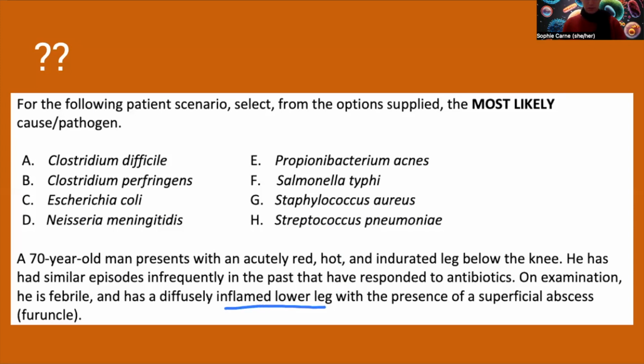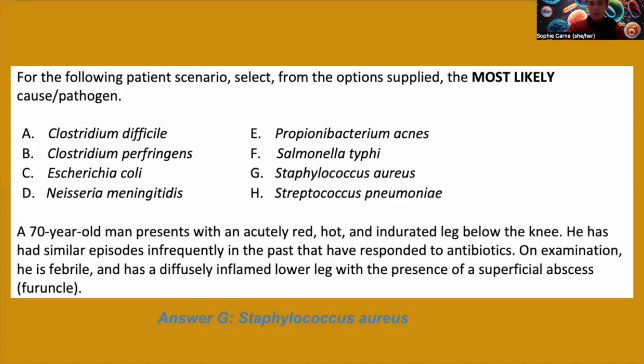Diffusely inflamed lower leg with a superficial abscess. We have to think about cellulitis, which means the most likely causative organism will be our favorite Staphylococcus aureus. If in doubt, answer Staphylococcus aureus.